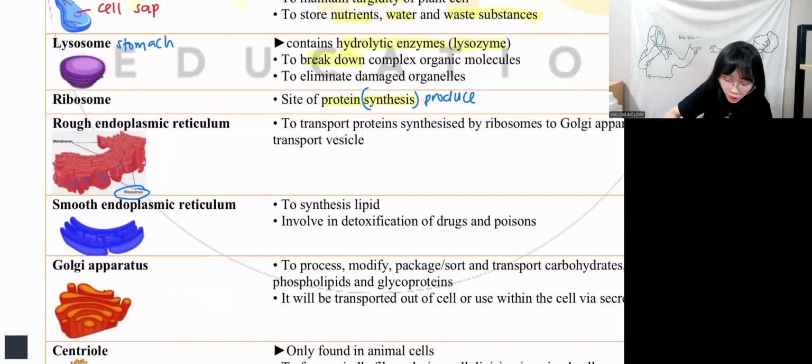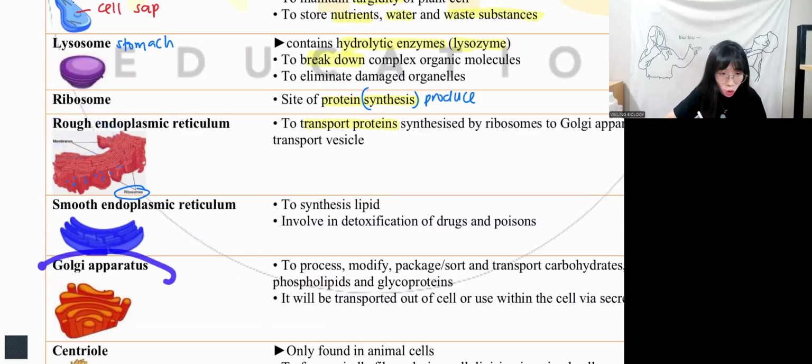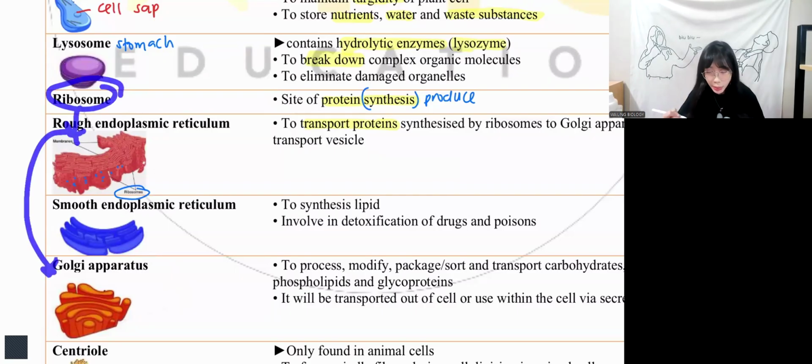Rough ER is to transport protein. Where do they transport protein to? From the rough ER, they will transport protein to the Golgi Apparatus. I will come back to this later, guys, okay? We'll go to Golgi Apparatus first. So, ribosome attached onto the rough ER. Rough ER transports protein to the Golgi Apparatus.